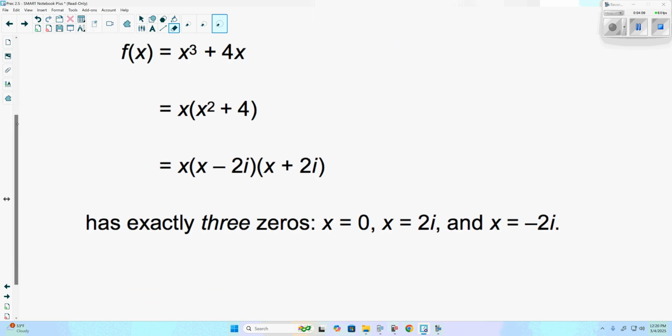And if we look at this third degree, there should be 3 solutions. We can factor out the greatest common factor of x, and get x times 2i times negative 2i. Set both of these equal to 0 and solve. So we do have exactly 3 solutions. 2 are in the complex plane, 2i and negative 2i, and one of them is 0.